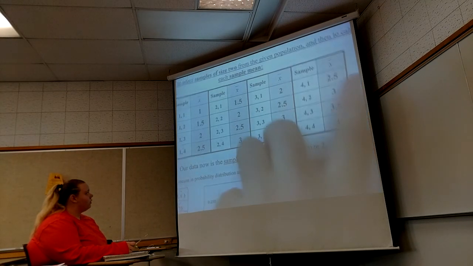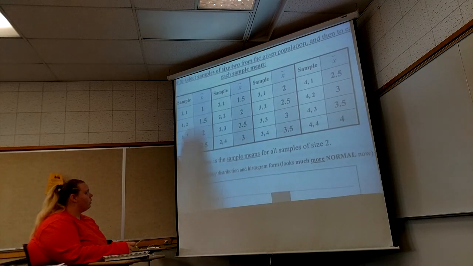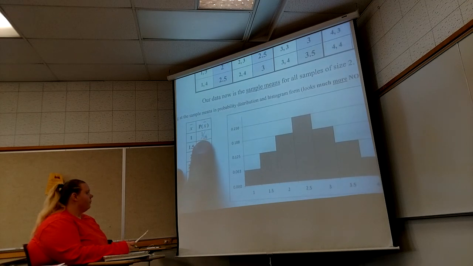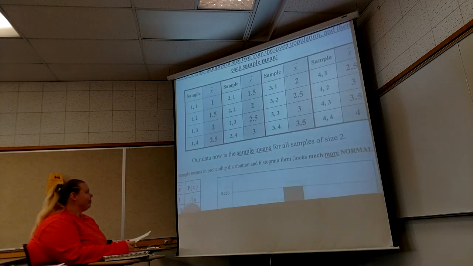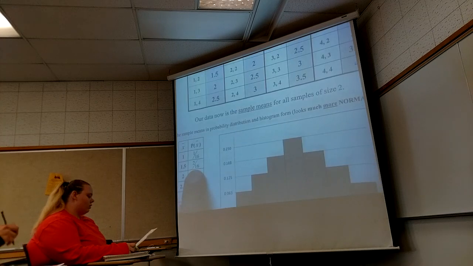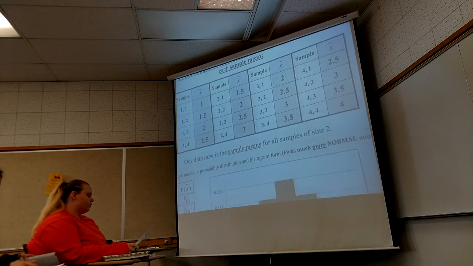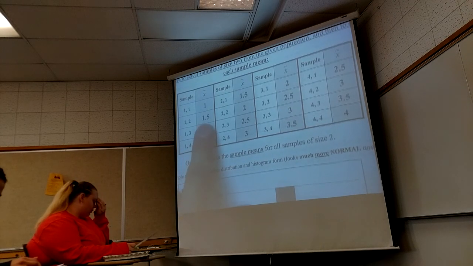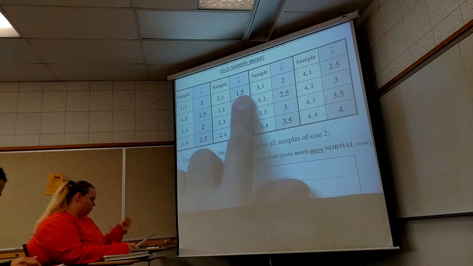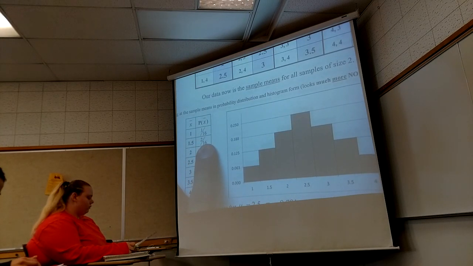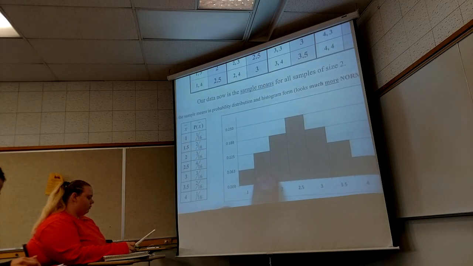I think I did it. How many ones are there? 1. So see how that's 1 out of 16. How many 1.5s are there? 2. See how it's 2 out of 16. Everybody with me? How many 2s are there? 3. How many 1.5s are there? 2. 2 1.5s. 1 there and 1 there. Right? So what did I put down here? 2 out of 16. Plot it, plot it, plot it.